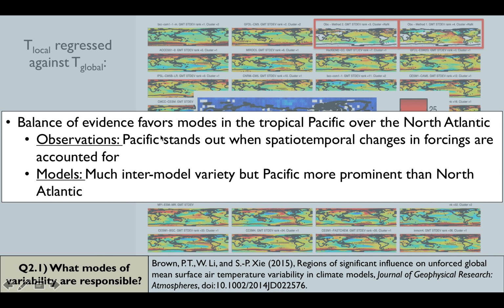So overall, the balance of evidence favors modes in the Pacific over the North Atlantic as being the primary drivers of unforced global temperature variability. In the observations, it's the Pacific that stands out when you account for the spatiotemporal changes in forcings, when you're trying to remove the forced variability from the record. And in the models, there's a lot of disagreement from model to model, but overall, if you took a poll of the models, the Pacific would be more important than the North Atlantic.